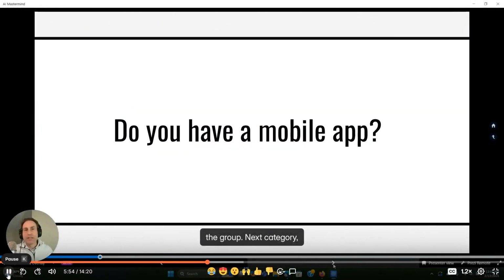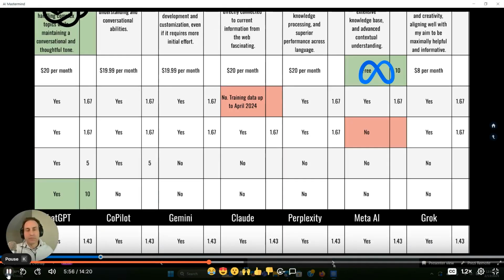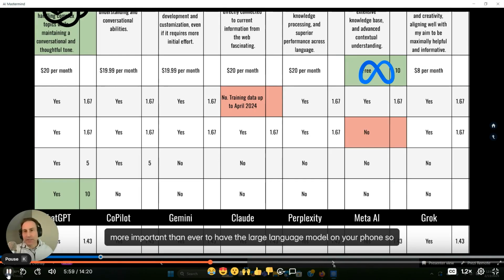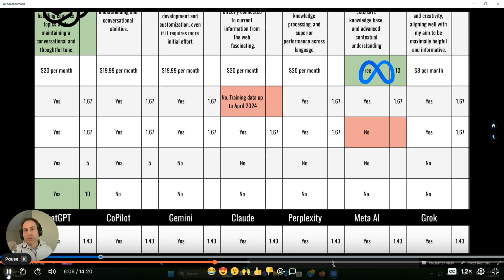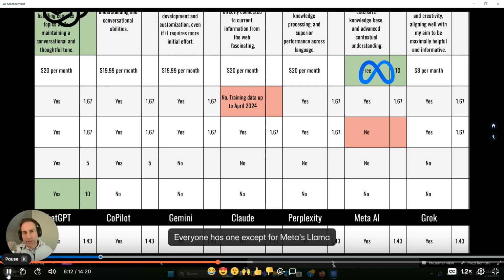Next category, do you have a mobile app? It's more important than ever to have the large language model on your phone so you can use it as efficiently as possible. So you can use it all the time, no matter where you are. Everyone has one except for Meta's Llama 3.